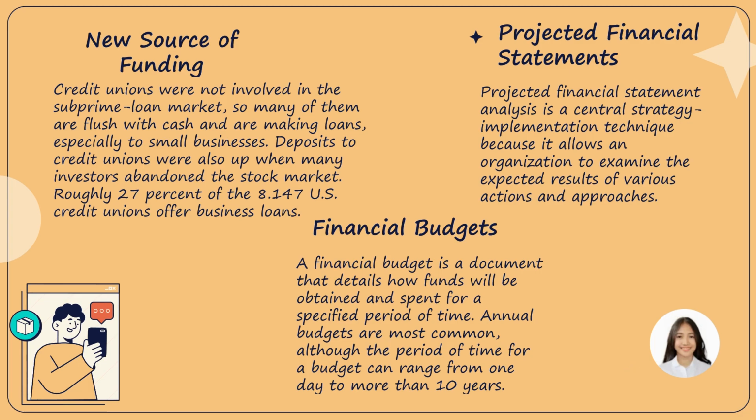I have two examples of new sources of funding. Local bakery expansion: a credit union might provide a loan to a neighborhood bakery to help them expand their space and purchase new equipment. Tech startup funding: a credit union could offer financial support to a small tech startup, allowing them to develop new products or services.